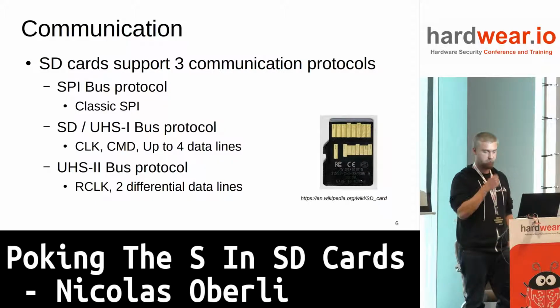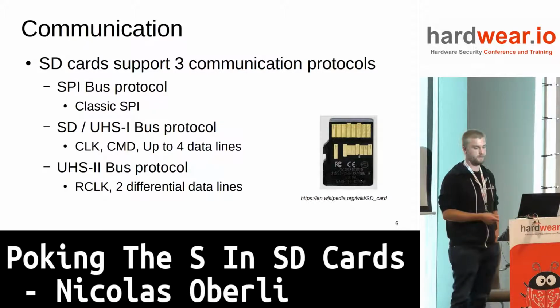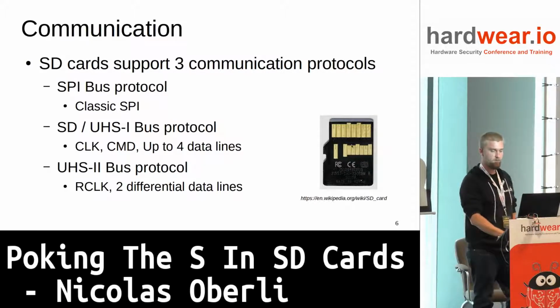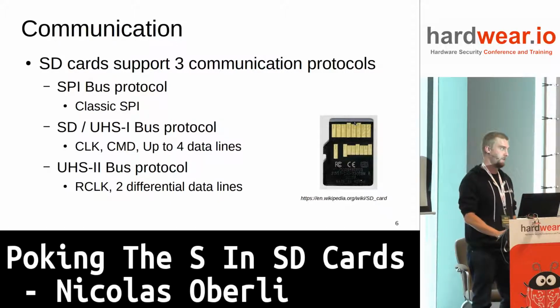I don't have the numbers there. And the card has way more contacts, as you can see. This is a UHS-2 card. But most of the time, what we will see in the card is just one row, and this is usually just UHS-1 or SPI.